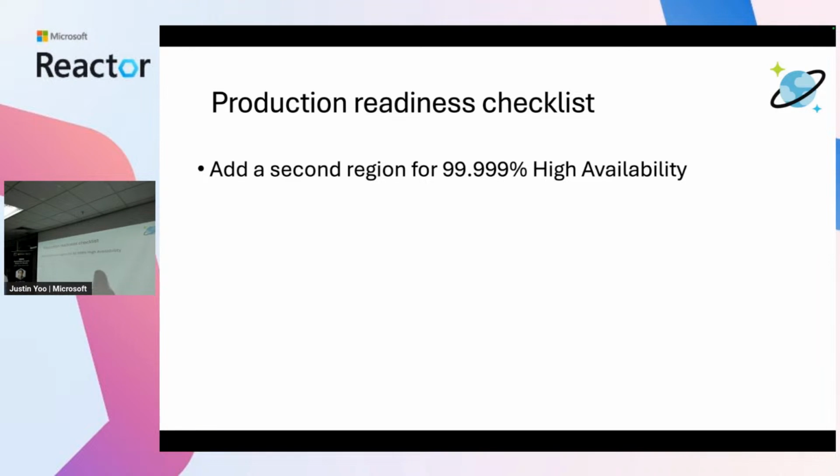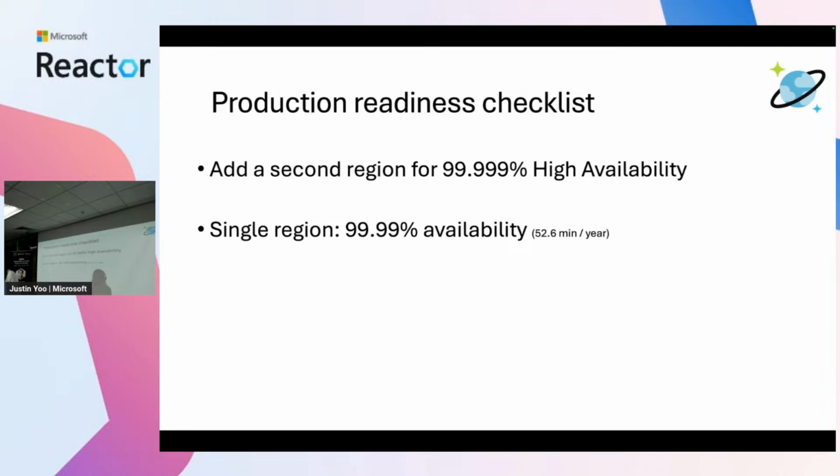By the way, does anyone here know what 5 nines of availability means? How much downtime in a year is it? Any guesses? Any wild guesses? Okay, no worries. It's 5 minutes and 26 seconds of downtime in a year.